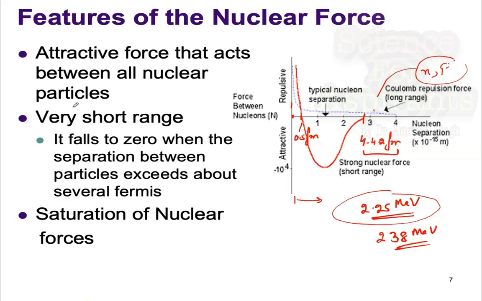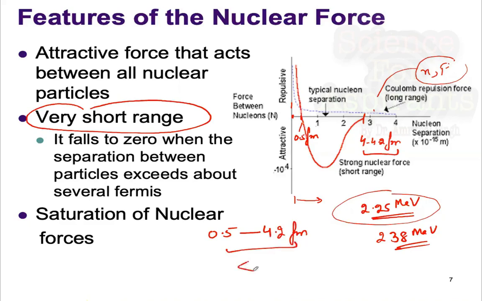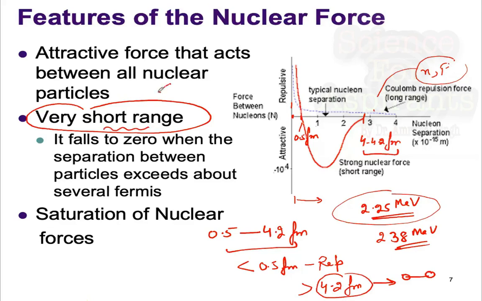Second, nuclear forces are very short range forces. Like I have told you, they are attractive in the range of 0.5 to 4.2 femtometer. When the distance is less than 0.5 femtometer, these forces are repulsive. And when the distance between two nucleons exceeds 4.2 femtometer, this value is not fixed; it varies with the type of atom we are talking about. Then the bond between these nucleons gets broken, and there is not much nuclear force which exists. So they are very short range forces. Yet they are the strongest forces.